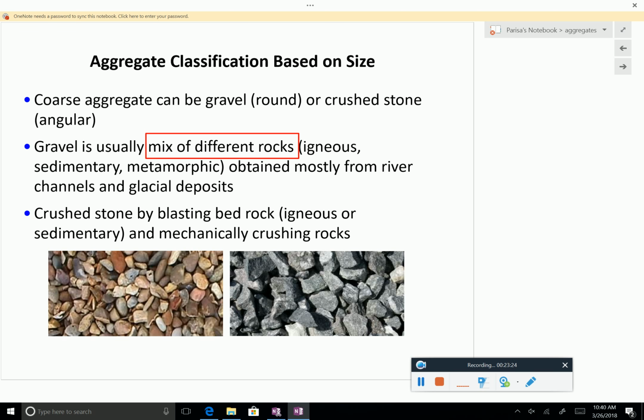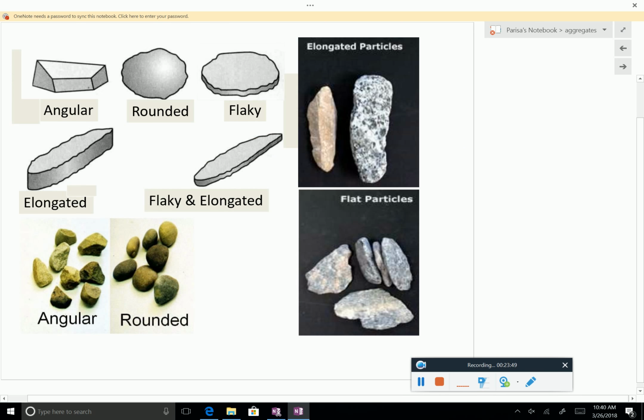So it's kind of repetition here again. So we can have coarse and fine. And I already told you that gravels could be a mix of different rocks, but crushed stone are a lot more uniform. So this is size. We go back to gradation a little bit later and we do some examples on that. How about shape?